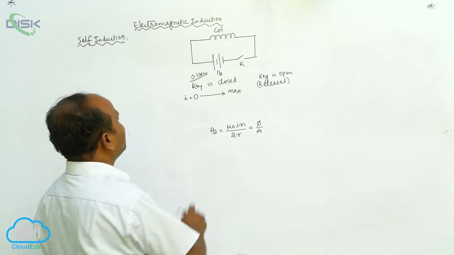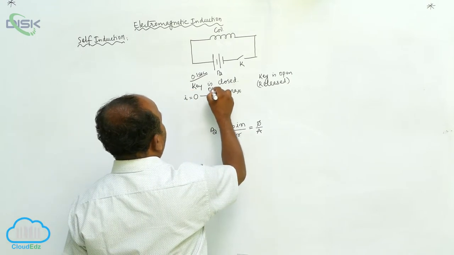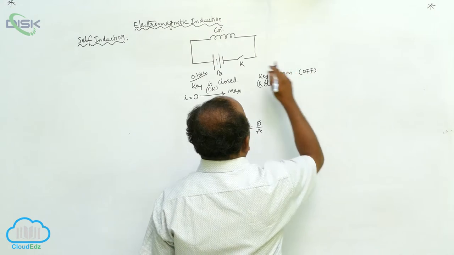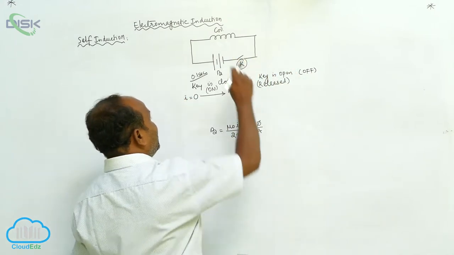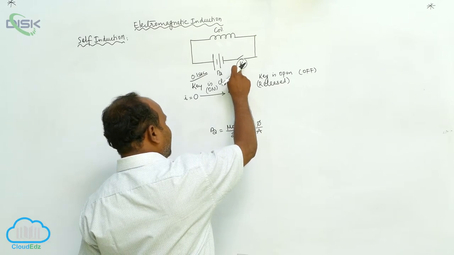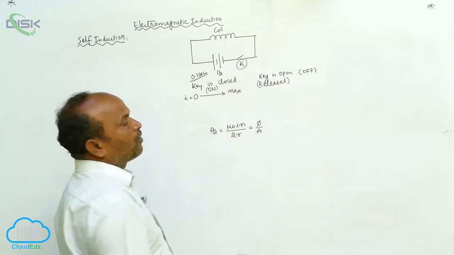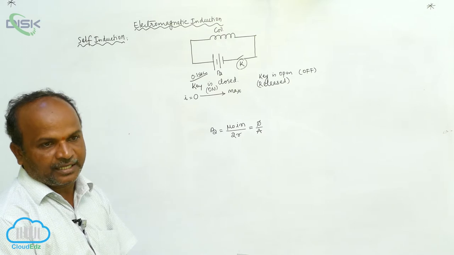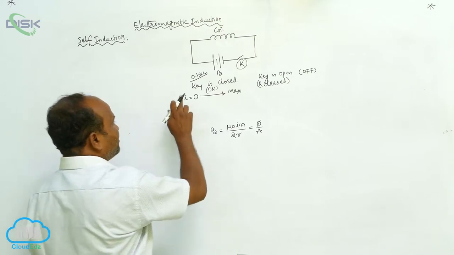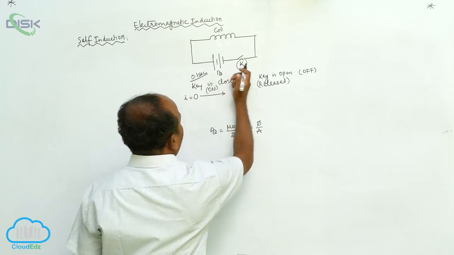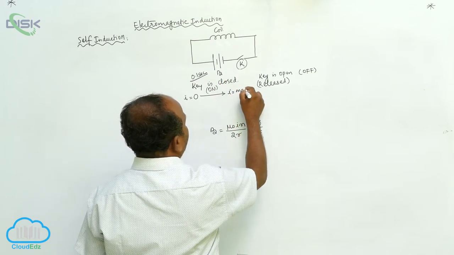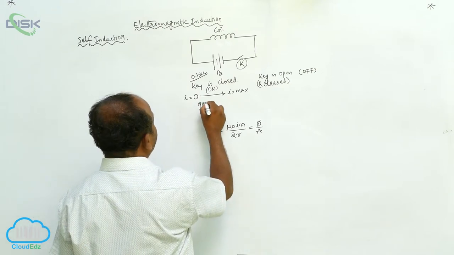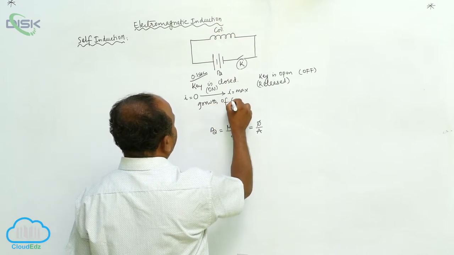Key is closed means that is switch on. Key is released means that is switch off. This K is the key: on. K, key: off. During the closing of the key, current is going to start. Current flow changes from zero to maximum. Zero to maximum means there is a growth of current.